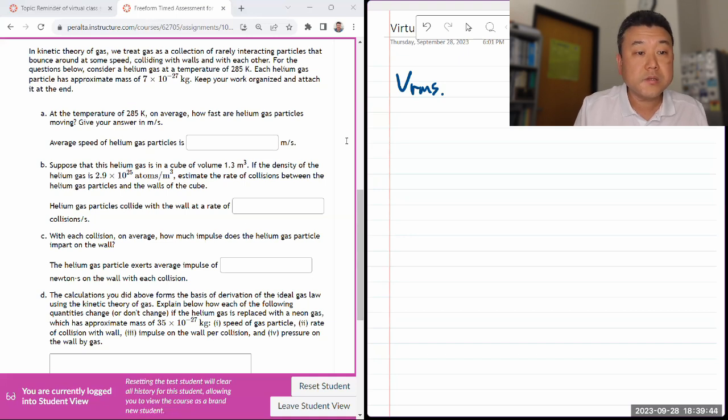Colliding with the walls and with each other, consider helium gas at a temperature of that. Okay, so we are given some temperature, and we are given the mass of the helium gas. At that temperature, on average, how fast are helium gas particles?